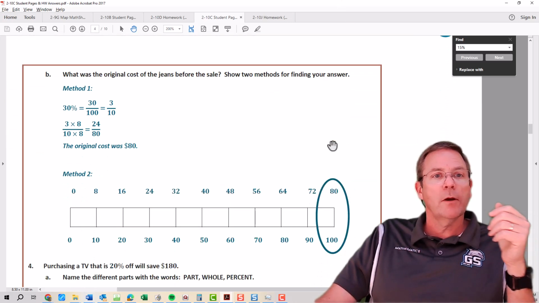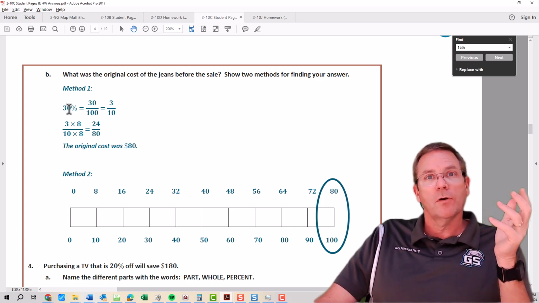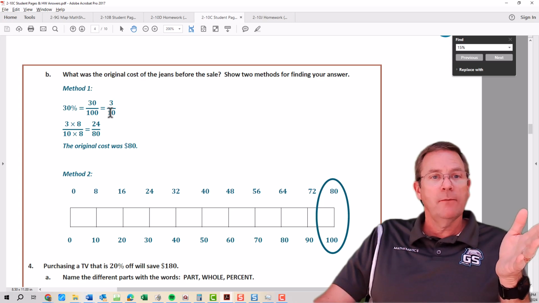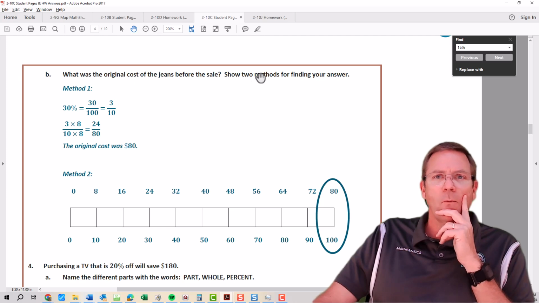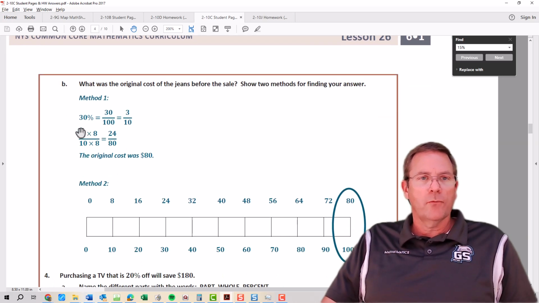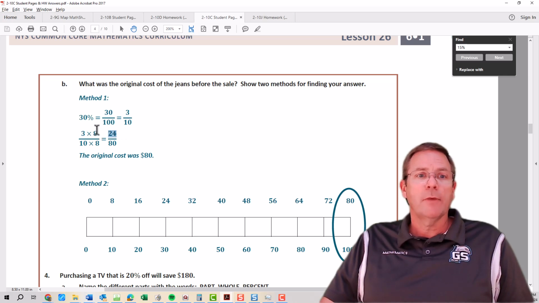So going up from there, for part B, to find the original cost, first they converted their 30% into a fraction, which was 30 over 100. They simplified that to be 3 out of 10. And then from there, where did that 8 come from? Give me a second to think about that one. I see what they did. They said 3 times what number is the $24 that was saved? That was going to be 8. If they do it on the top, they'd have to do it on the bottom. So 10 times the 8 gave them $80, meaning that the original cost of the jeans was $80.